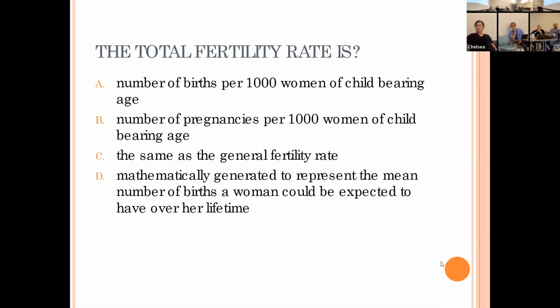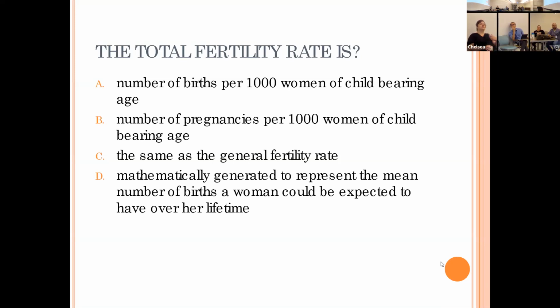Okay. What's the total fertility rate? B is the general fertility rate, and D is the total fertility rate. The total fertility rate is when you read that there are 2.3 kids per family. Manitoba's is just under 2, it's 1.96, and Nunavut's is almost 3.